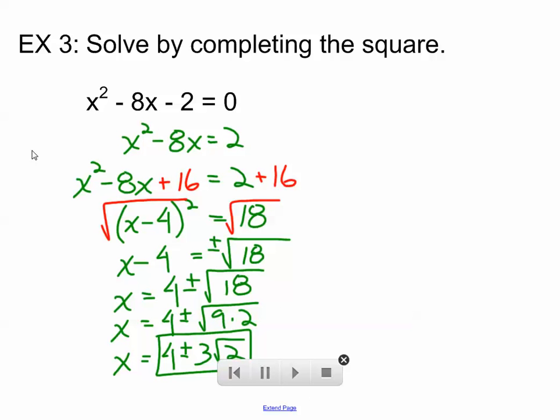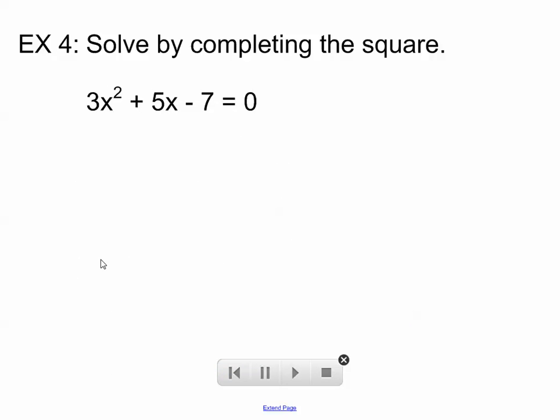Okay, this expression is not factorable. There are no factors of -2 that add up to -8, so you can't use factoring. You could use the quadratic formula, and graphing isn't going to work for you too well because you're going to get an irrational answer. So some might say this is easier than the quadratic formula. I would agree when the lead coefficient is 1.